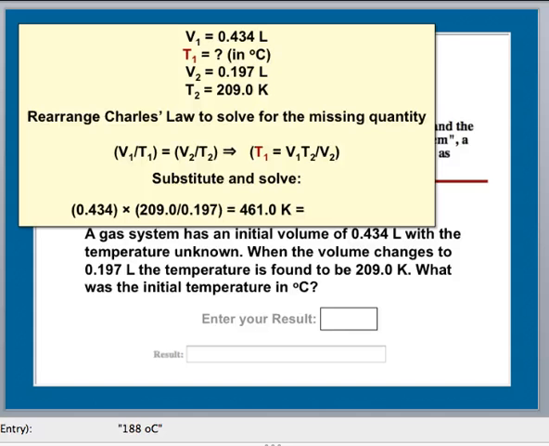Finally, in order to enter your answer, you need to convert Kelvin to centigrade. Remember, Kelvin minus 273 is centigrade. On the tutorial, just remember you don't put in units, as always. Same thing on Blackboard.